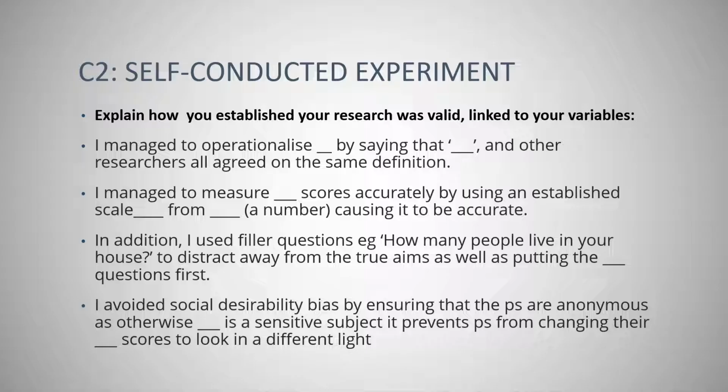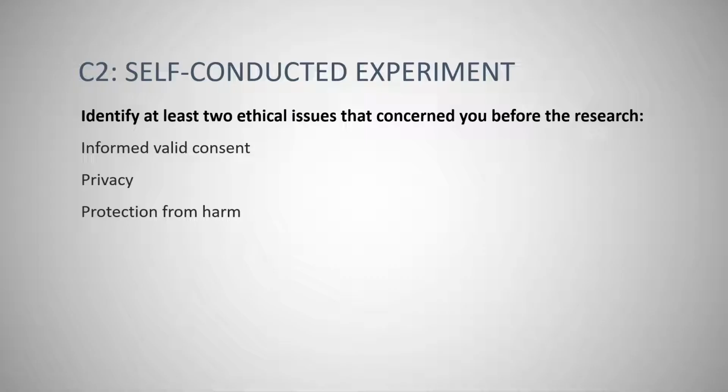I avoided social desirability bias by ensuring that the participants are anonymous, as otherwise they may change their scores. They may succumb to social desirability bias to look in a different light because of the sensitive nature of the subject. It's a questionnaire about stress, and so obviously stress can get quite personal, especially if it's caused by very personal issues. So identify at least 2 ethical issues you're concerned about before your research: informed valid consent, privacy, and protection from harm.